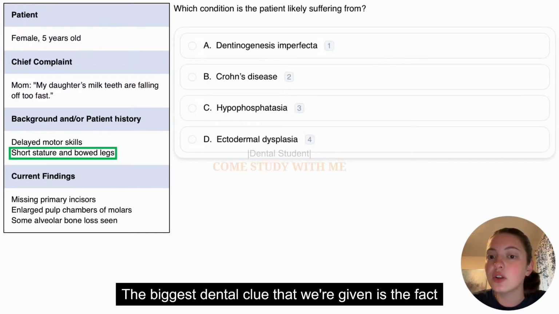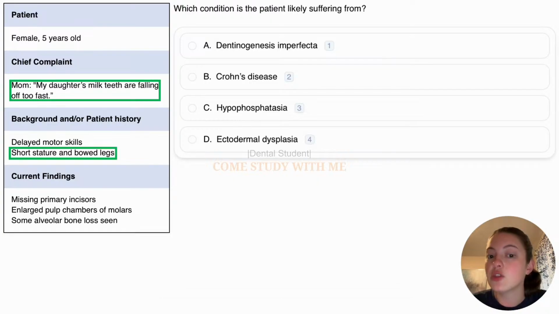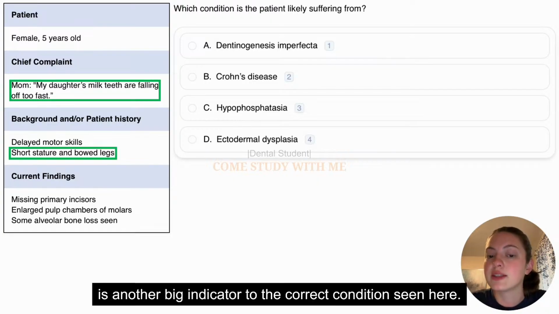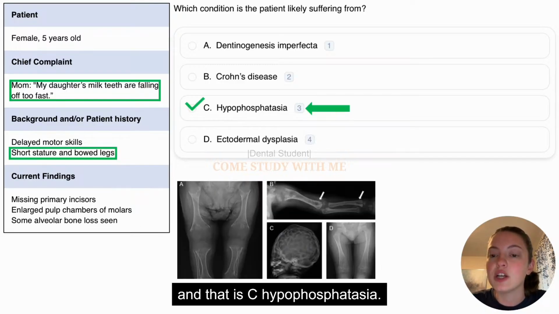The biggest dental clue that we're given is the fact that the patient's milk teeth are falling out too fast. This premature loss of the milk teeth, or primary teeth as we usually call them, is another big indicator to the correct condition seen here. These major clues, alongside the additional smaller details such as delayed motor skills and large pulp chambers, all point to one diagnosis, and that is C, hypophosphatasia.